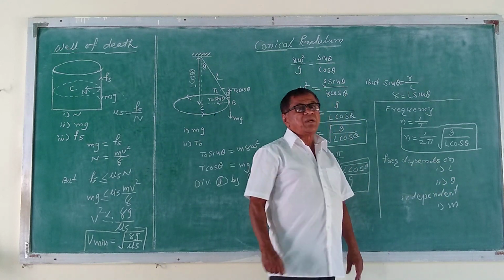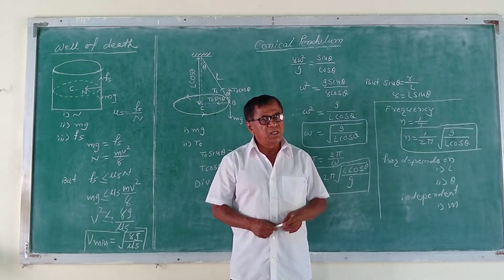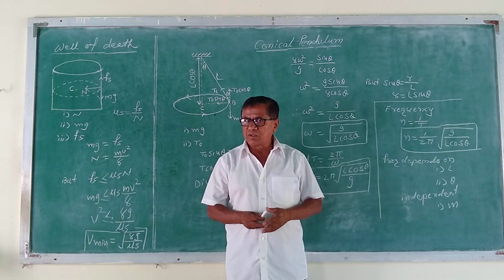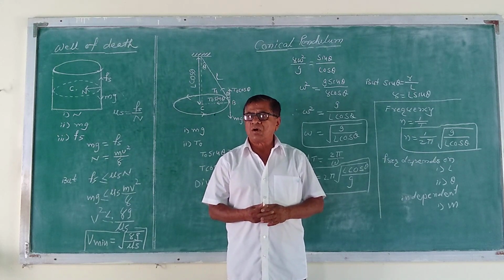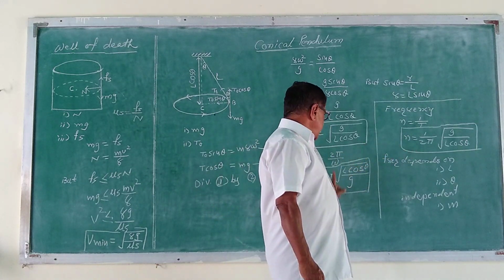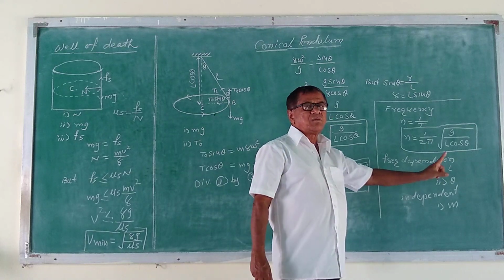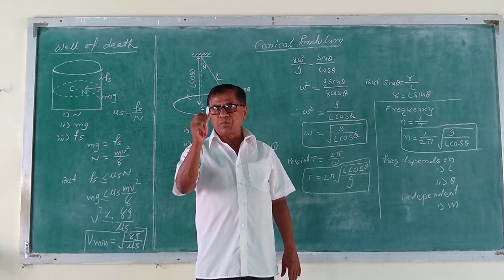Second, in the formula of the period T or the formula of the frequency, there is no term in small m, that is the mass of the spherical bob. Therefore, this frequency or the period T is independent of the mass m. This is the derivation for the conical pendulum.